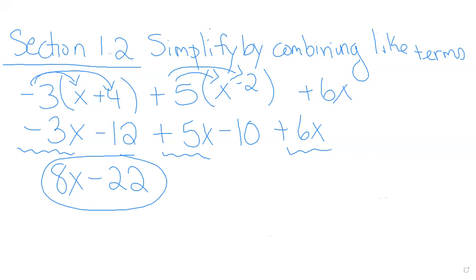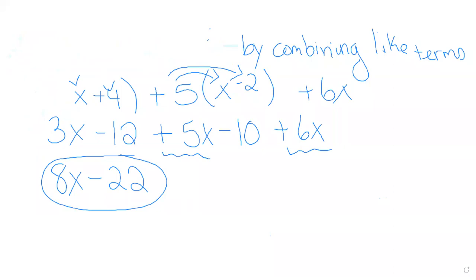Now this right here is your final answer. You're not going to set it equal to 0. You're not going to try to solve it or anything like that. You are simply done because you have simplified this by combining like terms.